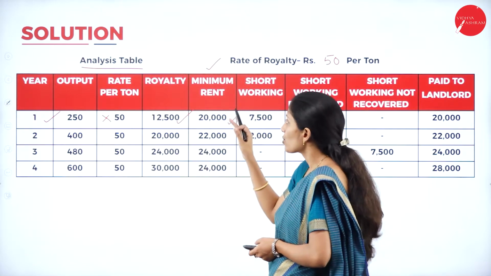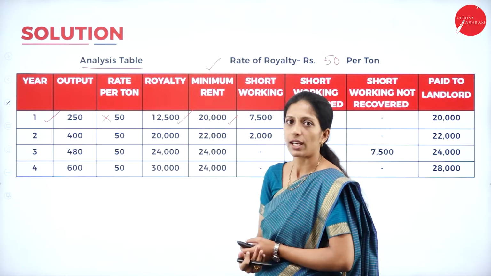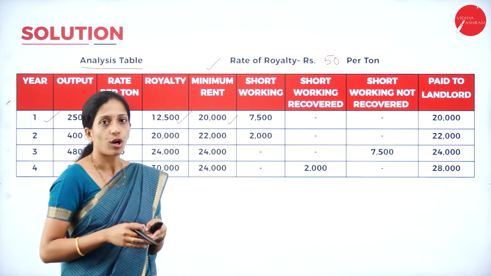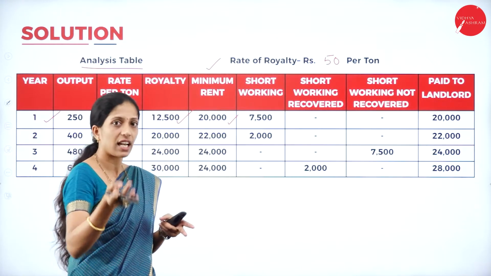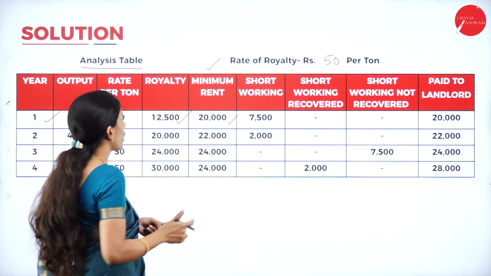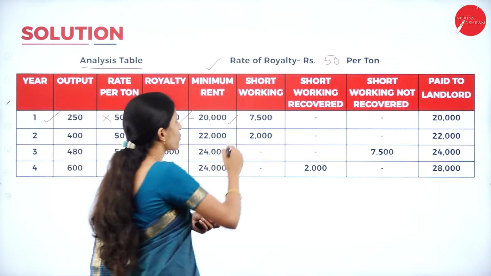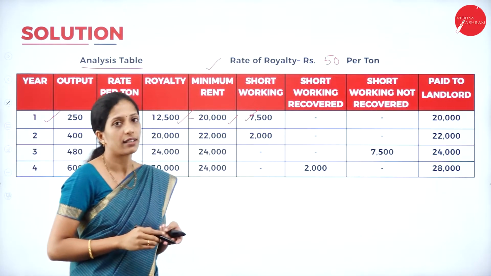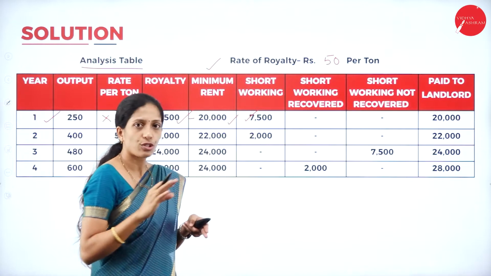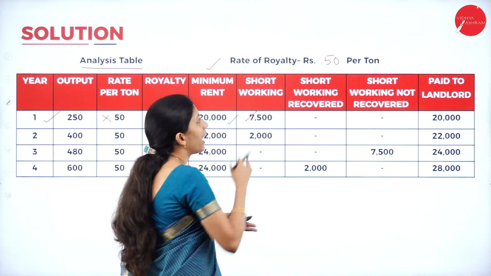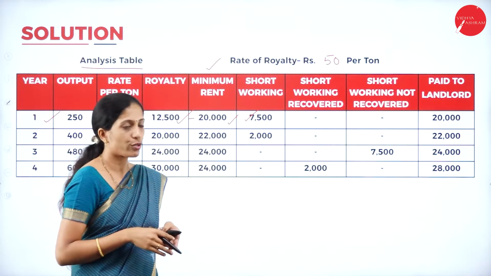Minimum rent is greater than royalty. So the amount payable is minimum rent, and there is a short working because your minimum rent is greater than royalty. So you have a short working, that is 20,000 minus 12,500. So short working is 7,500 in the first year. So there is no short workings recovered, and short workings not recovered is also not there.